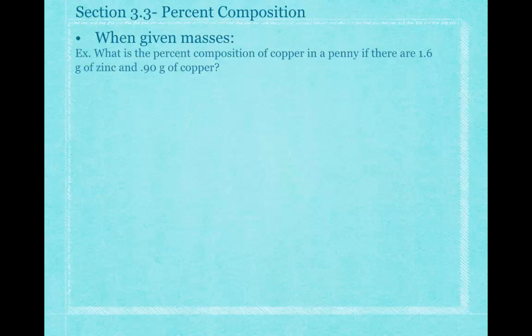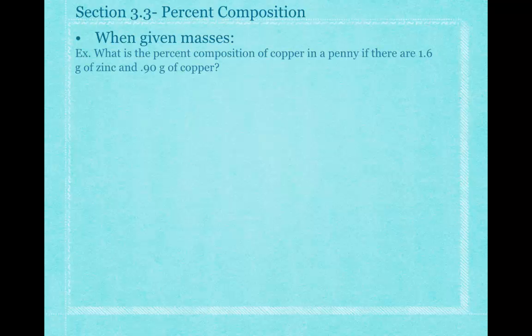Up until this point, when we're talking about compounds, we've been looking at qualitative aspects of compounds. Now we're going to look at quantitative aspects. Specifically, we're going to be looking at what's called percent composition. So how much of a compound, what percent does each element make up? There are two different ways of doing this.